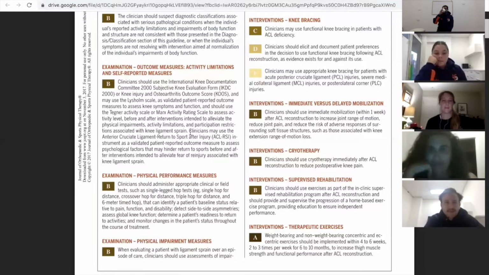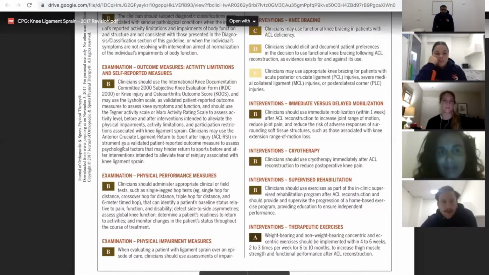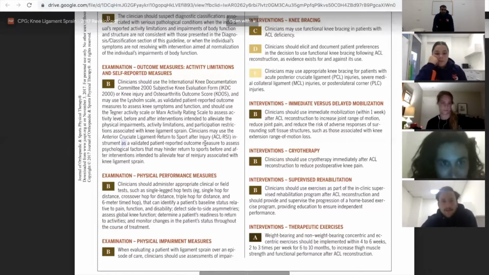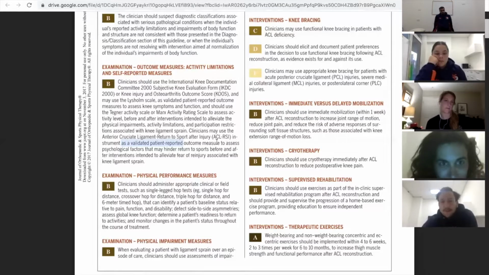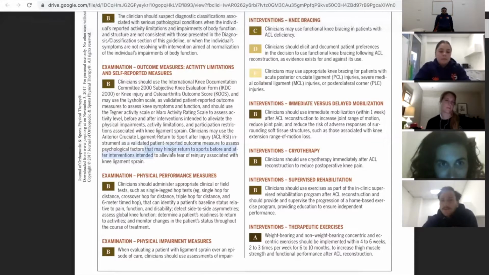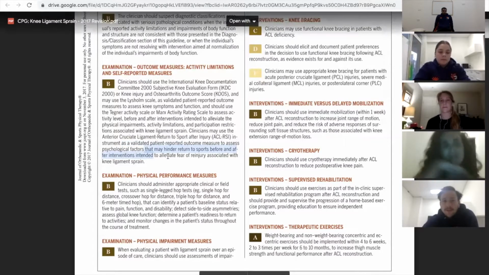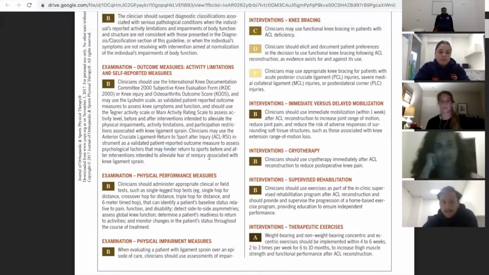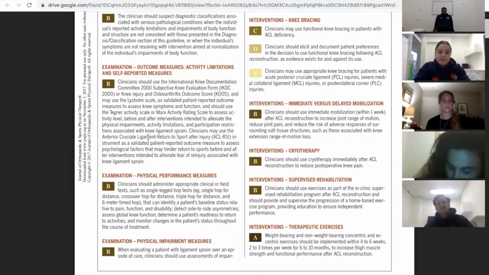Also found this interesting. There's an ACL return to sport after injury questionnaire that is valid as a patient-reported outcome measure to assess the psychological factors that may hinder return to sport before and after interventions. I haven't seen that one, but I should definitely have a look at it when we get an ACL patient come in, especially now that sports season's coming back. Yeah.